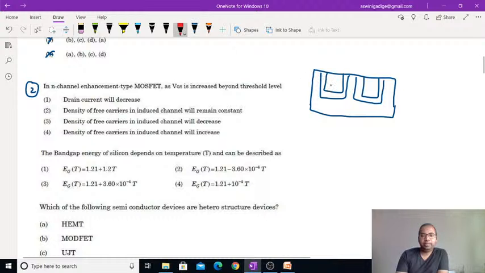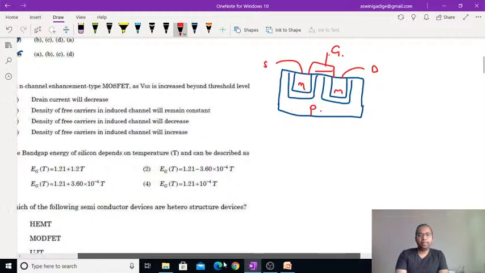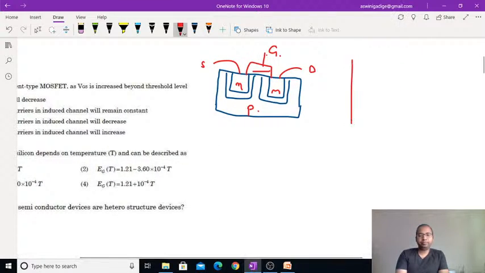It has an N type source and N type drain, and the substrate is P type. And we take the gate with polysilicon. This is the drain, this is the source, and this is the gate terminal. He is asking, in an N-channel enhancement type MOSFET, as VGS is increased. So if you observe the transfer characteristics of the N-channel MOSFET, let's take ID here and VGS here.